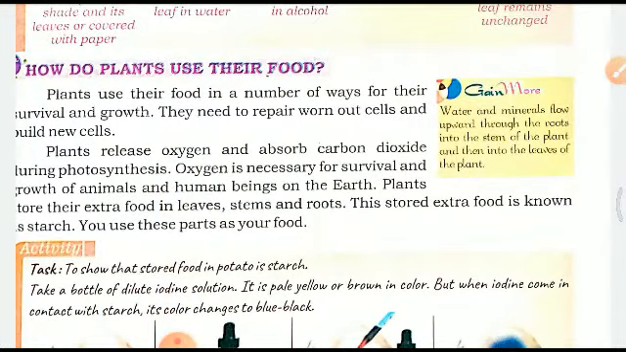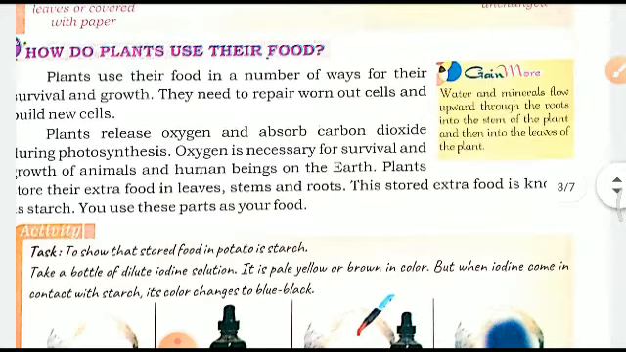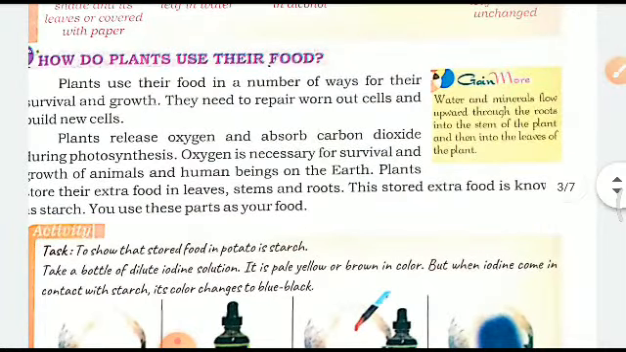Now, how do plants use their food? Plants use their food in a number of ways for survival and growth. They need to repair worn out cells and build new cells. Plants release oxygen and absorb carbon dioxide during photosynthesis. Oxygen is necessary for the survival and growth of animals and human beings on the earth. Plants store their extra food in leaves, stems, and roots. This stored extra food is known as starch. You use these parts as your food.